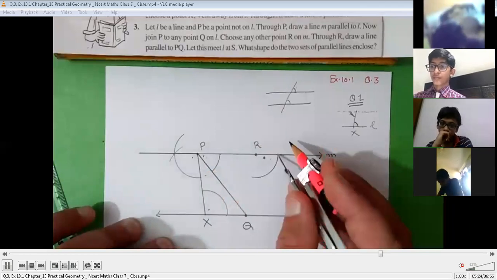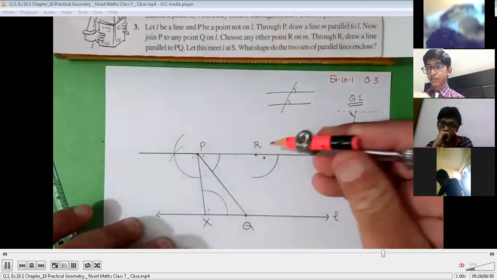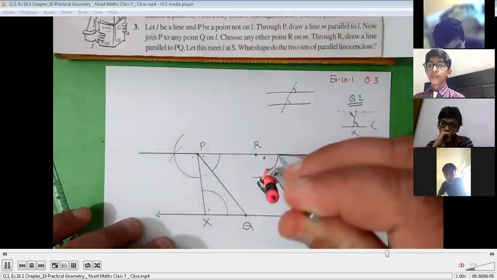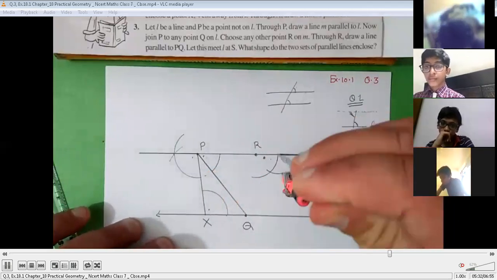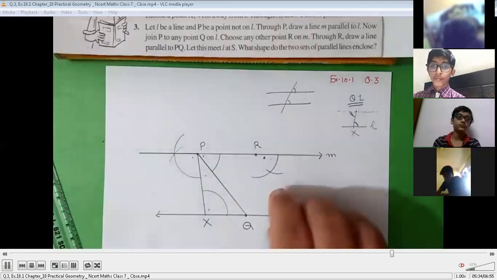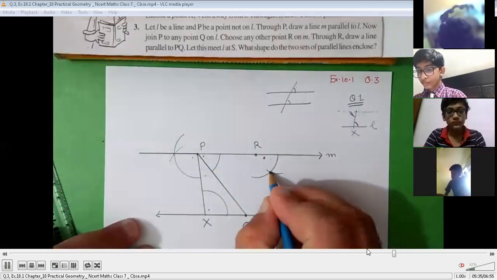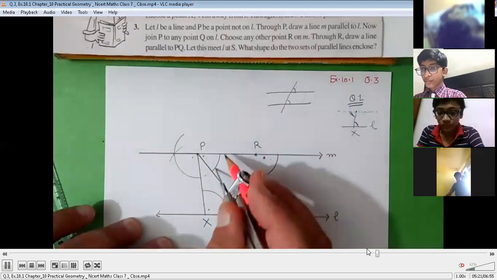And on M, the parallel line, keep in mind that you have to keep your needle on the point on the M parallel line and then draw an arc. You will draw the arc like this. See, I'm showing you again. Measure this arc.